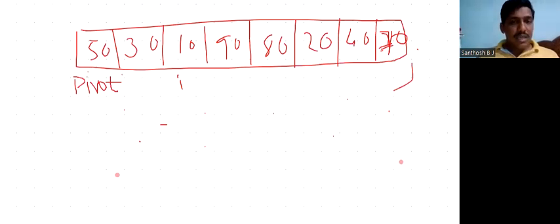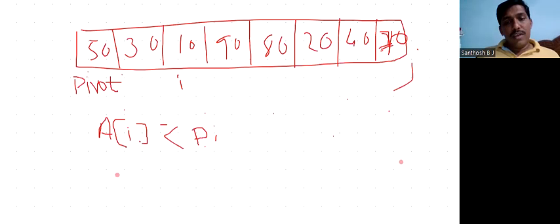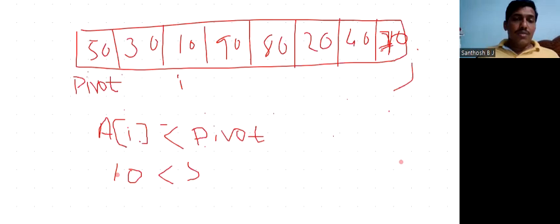We consider A of I until the condition is false. You move on to the I only. Check the condition: A of I is less than the pivot. So what is the value of I? 10. The value of pivot is 50. So 10 is less than 50. Once again, the condition is true.